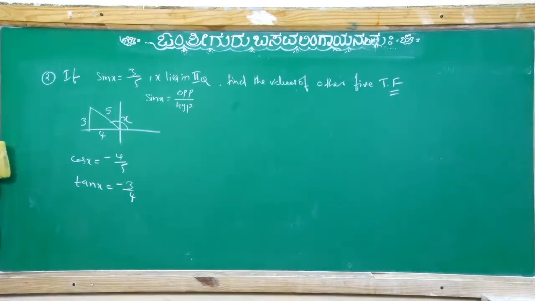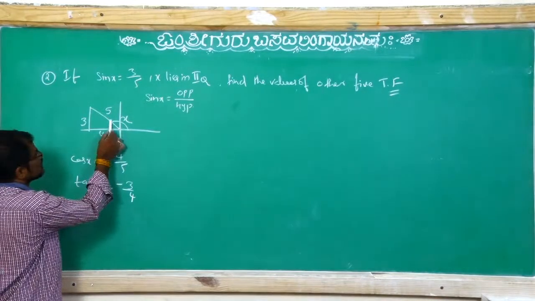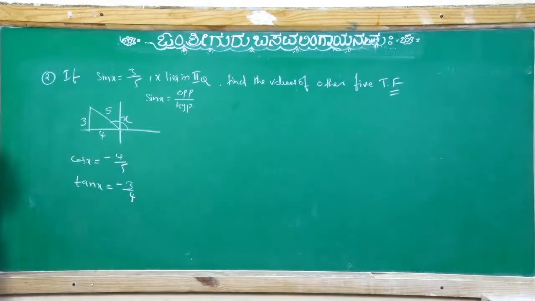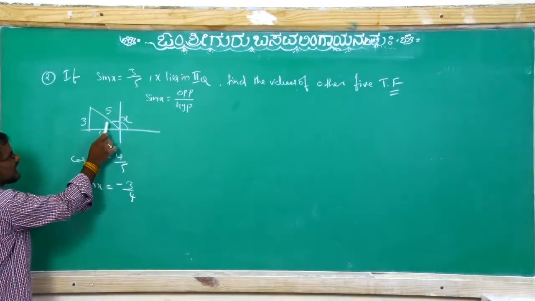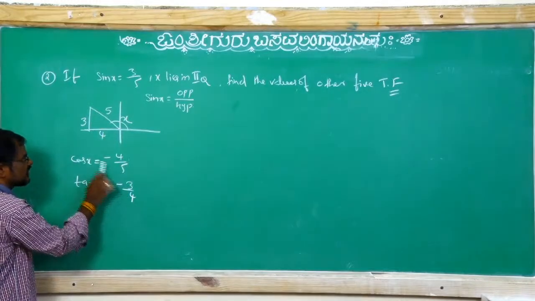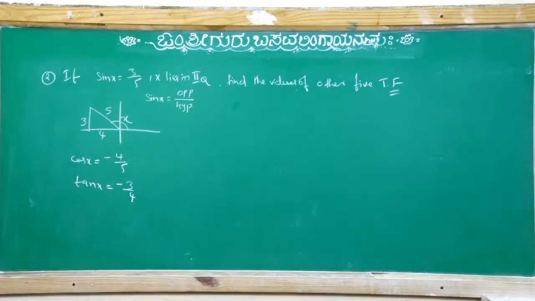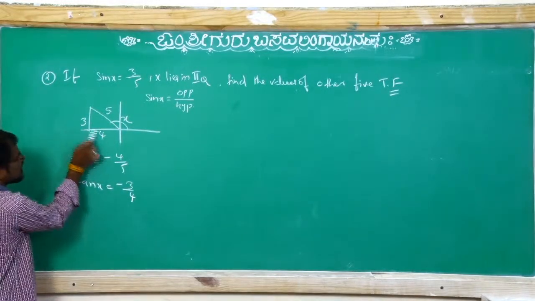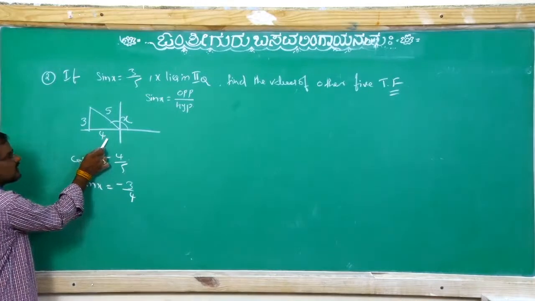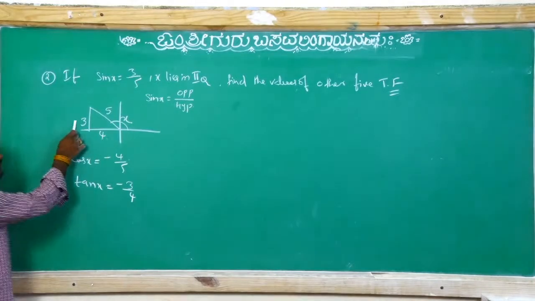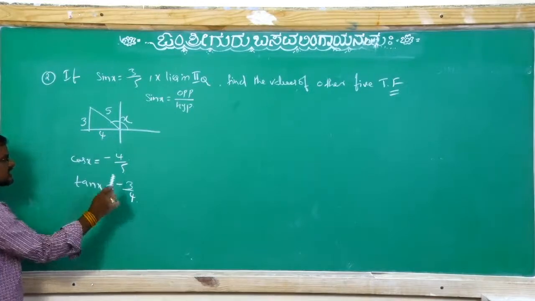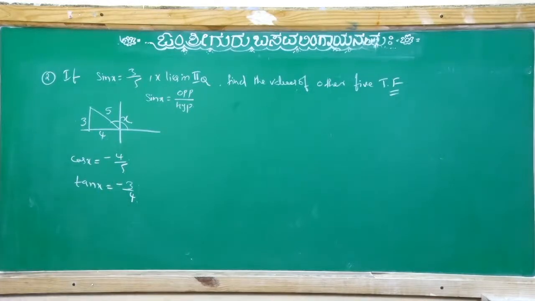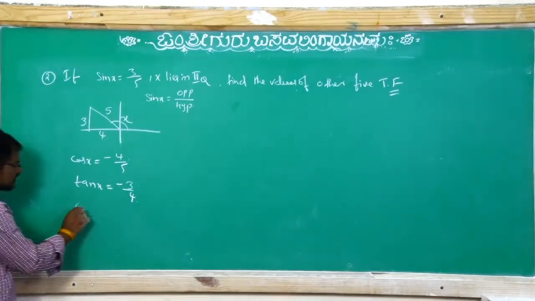Okay. So once again listen. Angle lies in the second quadrant. Cos x equal to adjacent side by hypotenuse, but this lies in the second quadrant where cos is negative, so that's why minus. Tan x is opposite side by adjacent side, right? Opposite side by adjacent side, 3 by 4, but in the second quadrant tan is negative, so that's why minus 3 by 4. After that what we have to write?